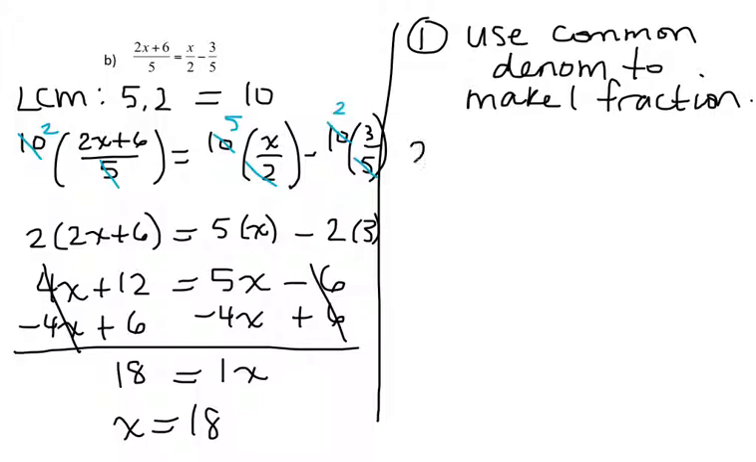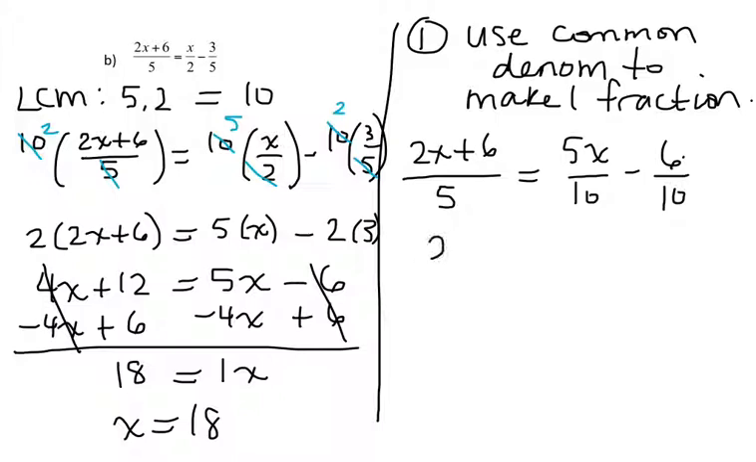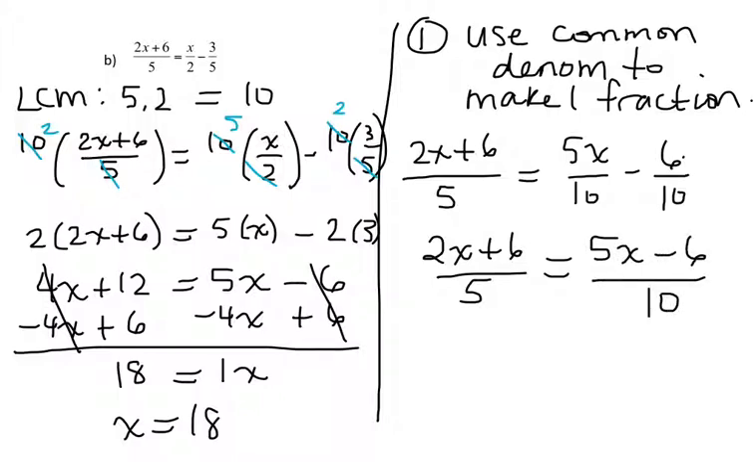So my left-hand side already is one fraction, (2x plus 6) over 5. My right-hand side, the common denominator is 10, so I get 5x over 10 minus 6 over 10. That means I say (2x plus 6) over 5. 5x and 6 are not like terms, so it's (5x minus 6) over 10. Now that I have one fraction on the right-hand side, I can cross multiply.